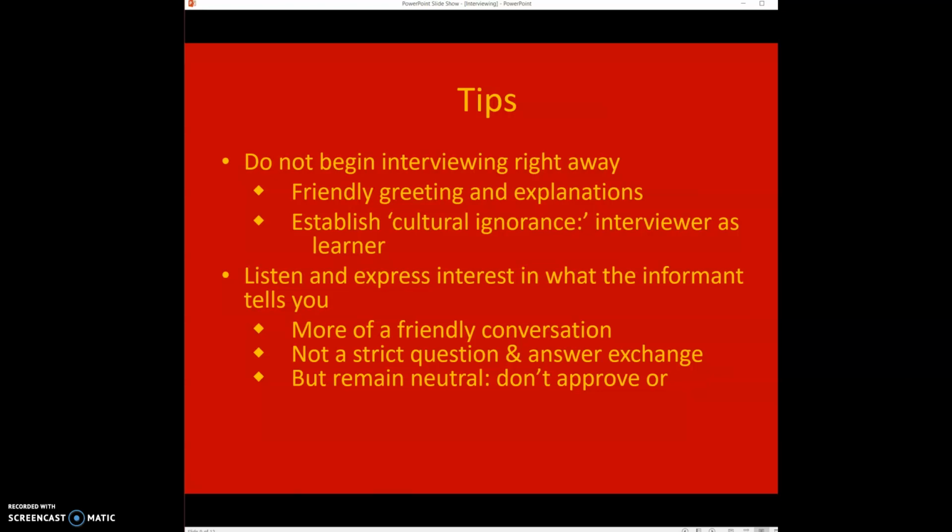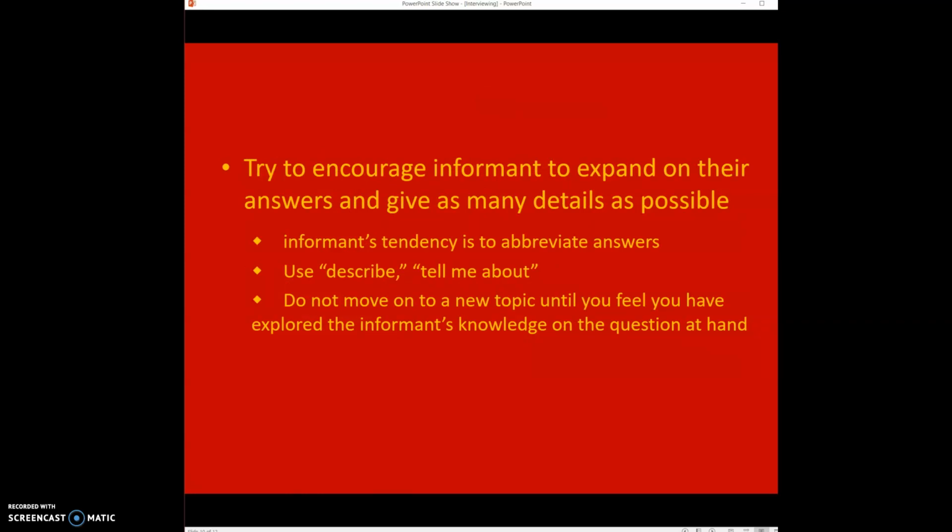And you want it to be more like a friendly conversation, especially the more controversial it is. You don't want it to be a strict question and answer exchange. You want to be neutral. You don't want to approve or disapprove. You just gather information and accept what it is.